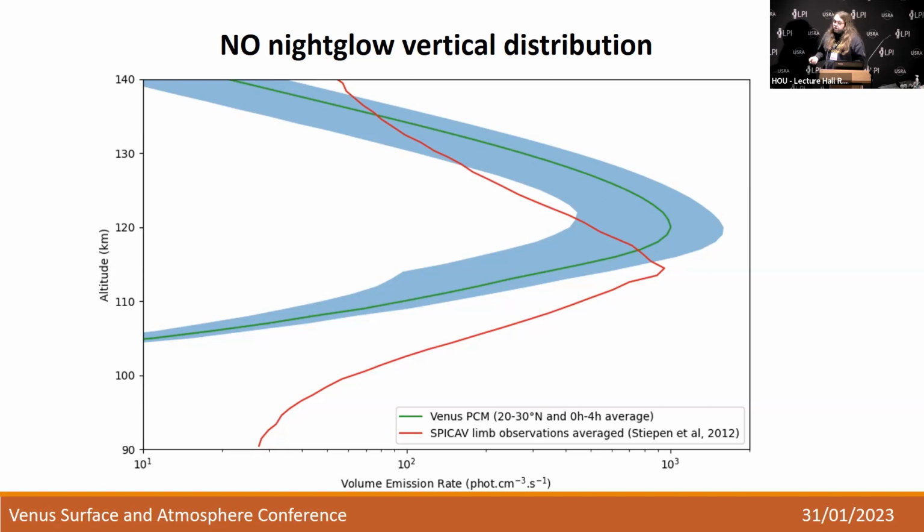If the peak of the emission is the same in the model and the observation, you can ask why the integrated value is not the same. It's because our peak is much narrower than the observation. So when you integrate it, of course, our value will be lower than the observations.